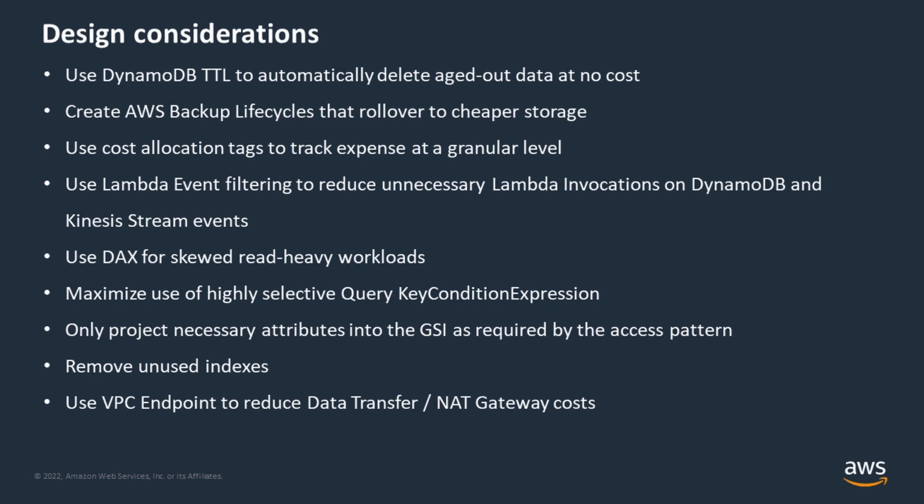DynamoDB also supports a feature that's common in other AWS services where we allow you to apply tags to your DynamoDB table to allocate costs to different cost centers, and then in the cost and billing dashboard, aggregate and group data by those cost allocation tags. So we would consider that you want to use those as you're structuring your data and building your tables in Dynamo. We'll look at some examples of using Lambda event filtering essentially to reduce the number of Lambda invocations on your DynamoDB and Kinesis stream events triggered by changes in your DynamoDB table.